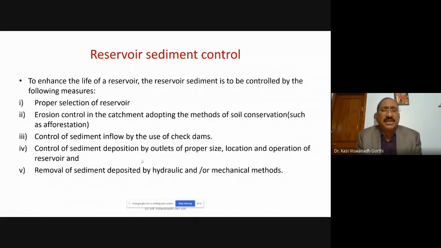Then control of sediment inflow by use of check dams. On the upper reaches, you can construct small check dams. The purpose of this check dam is to control the silt, or to allow the silt to get deposited, and allow the water to flow into the main reservoir.